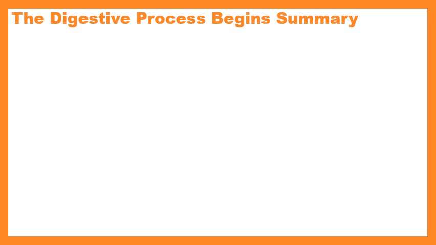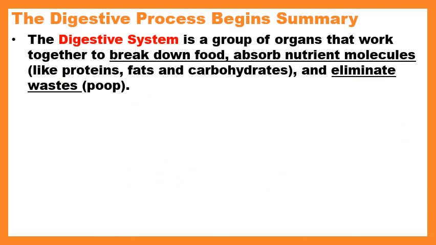Let's start off with our second chapter of the day: the digestive process begins. The digestive system is a group of organs that work together to break down food, absorb nutrient molecules like proteins, fat, and carbohydrates, and eliminate waste, or poop.